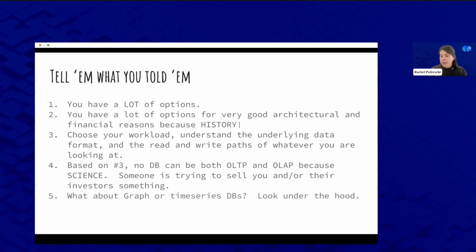What about graph or time series databases? I haven't mentioned any of those. My suggestion to you, look under the hood. Figure out what that time series or that graph database is actually built on. Is it built on a key value store? Then you need to model it like a key value store, and you should expect the performance to reflect how a key value store is going to work.